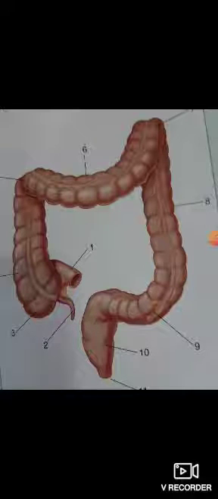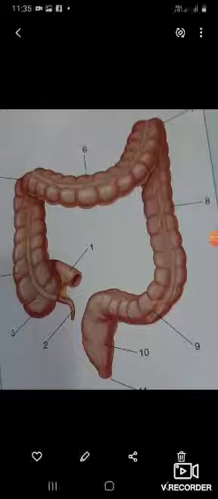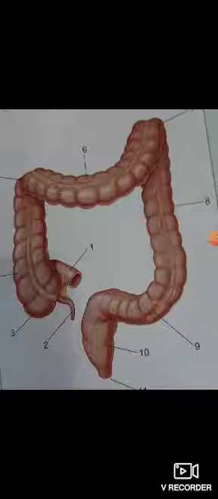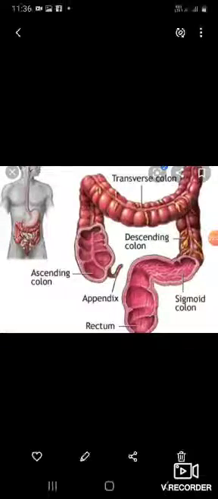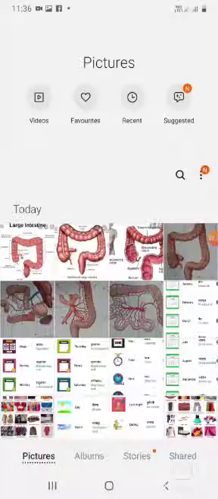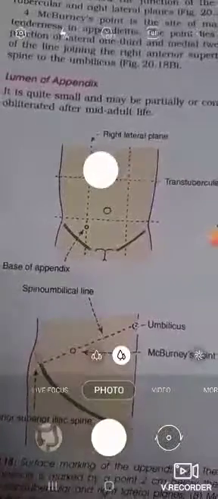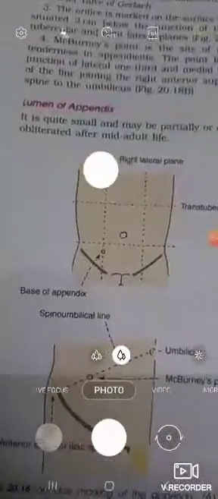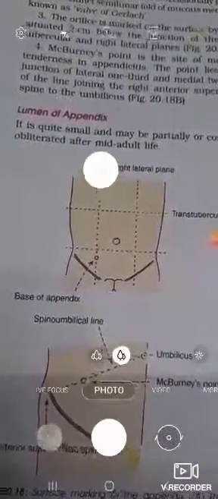The point lies at the junction of the lateral 1/3 and medial 2/3 of the line joining the right anterior superior iliac spine to the umbilicus. We can see it in this diagram.